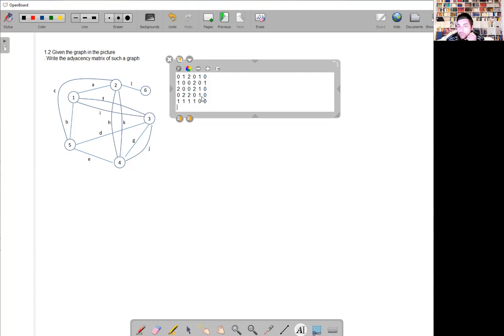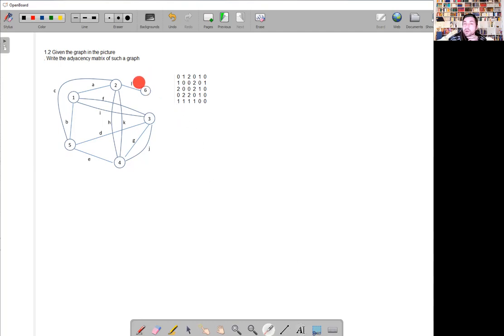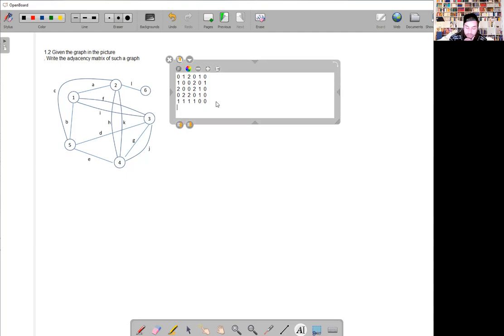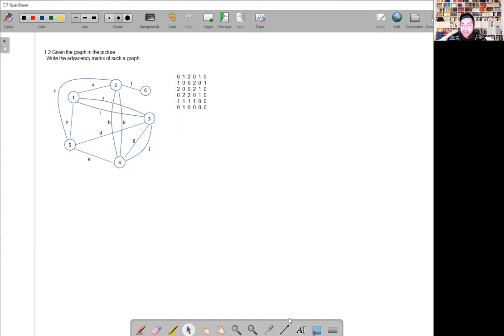And finally we go to 6, right? If you check this node, 6, we only have 1 link. So we will have all zeros in the matrix except in the second position, which will be 1, because of the relation between 6 and 2, right? And zeros in all the rest of the matrix.